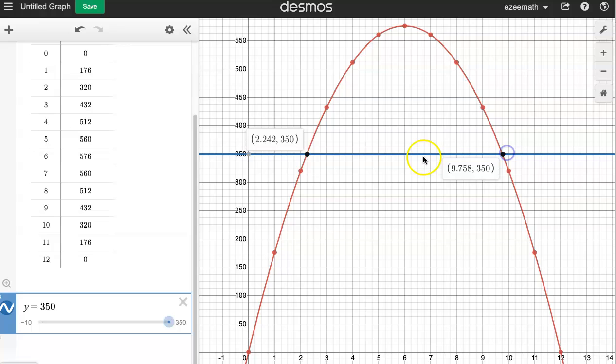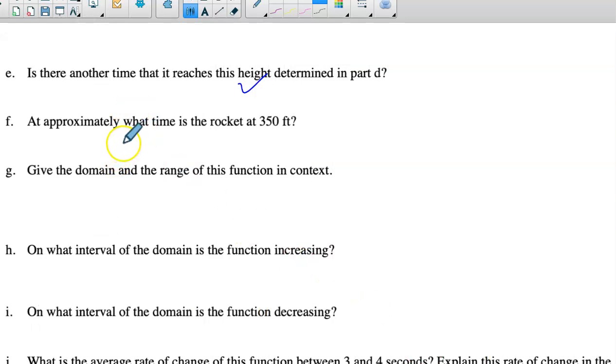And again it reaches that 350 after going high and coming back. That is after 9.758. Rounding it to the nearest tenth, it is 9.8. So I'll write my answer as 2.2 seconds and again 9.8 seconds. Okay, so this is 2.2 seconds or 9.8 seconds again.